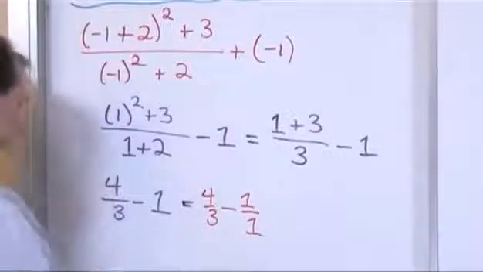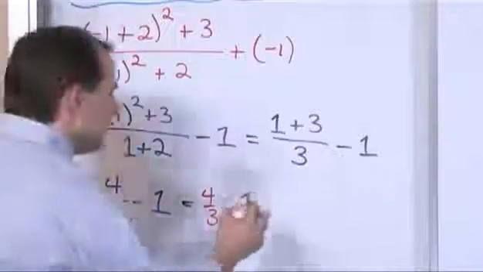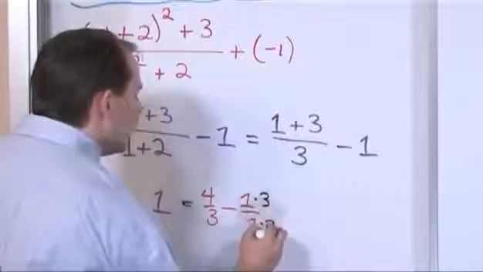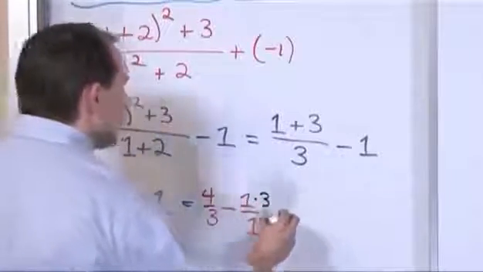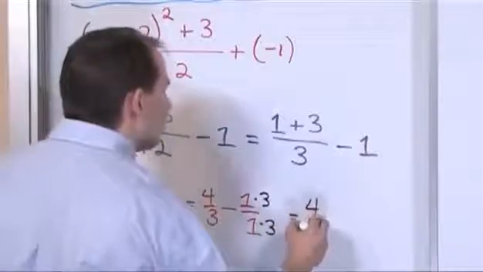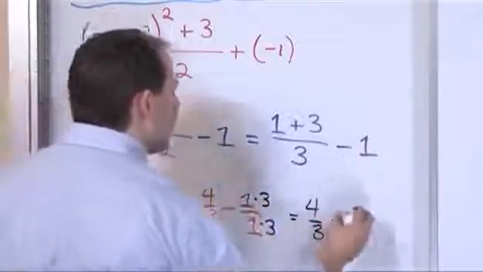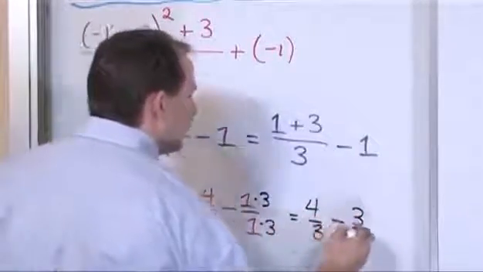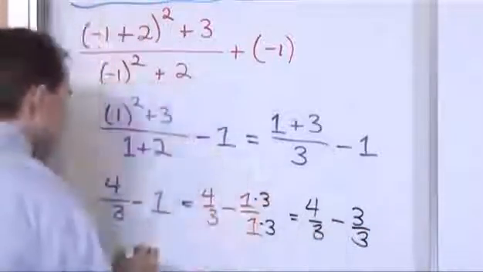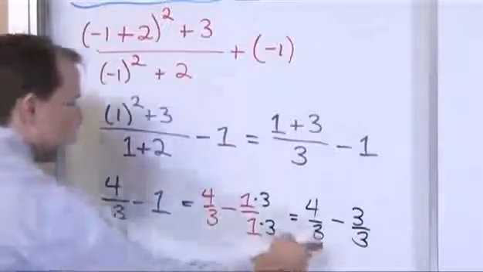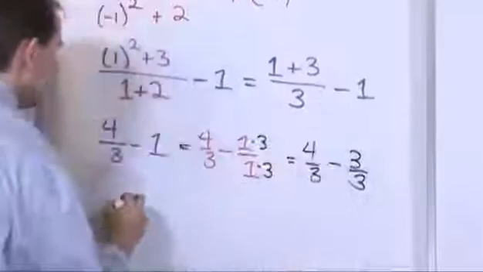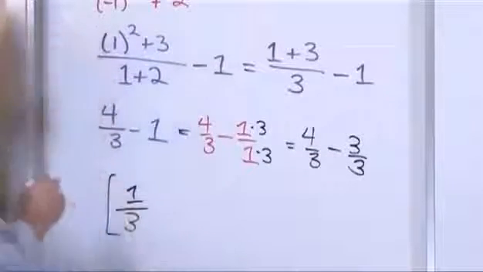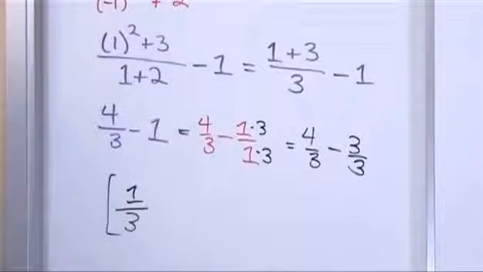So now that I have it written like this, you should be able to realize that you can take this fraction and multiply by 3 on the top and the bottom. So what I'll have is 4/3 minus 1 times 3 is 3. 1 times 3 is 3. And so my final fraction will be a 3 on the bottom because I have a common denominator. 4 minus 3 will be 1. The answer is 1/3.